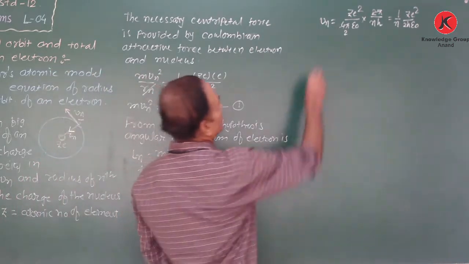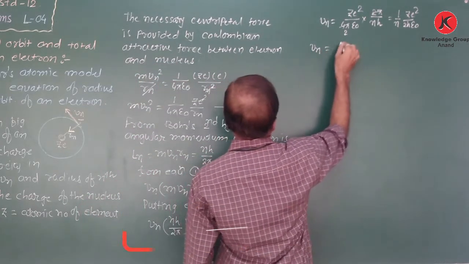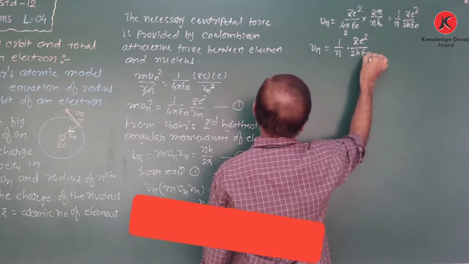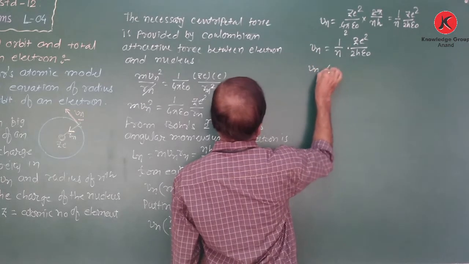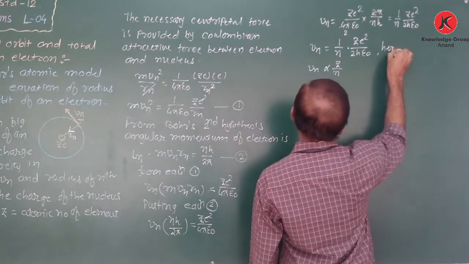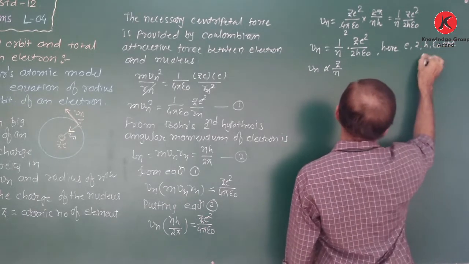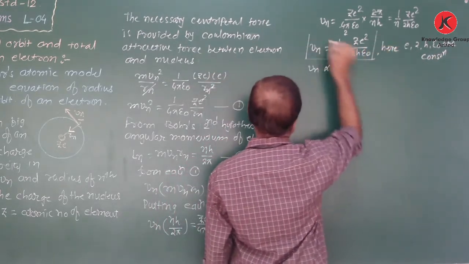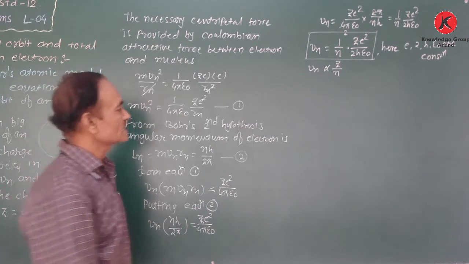Thus, we obtain the orbital velocity of an electron in the nth orbit. Therefore, vn is equal to 1 upon n into Z e squared upon 2 h epsilon 0. Therefore, vn is proportional to Z upon n, because here e, h and epsilon 0 are constants. That is the equation of velocity of an electron in the nth orbit. Clear? This is equation number 3.